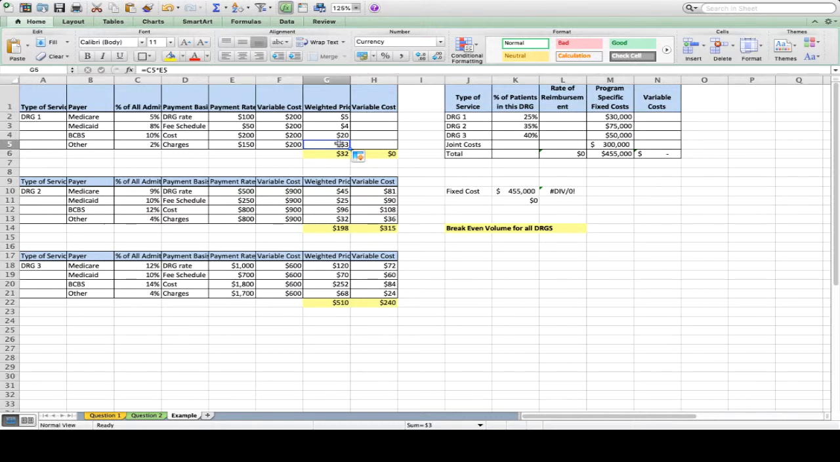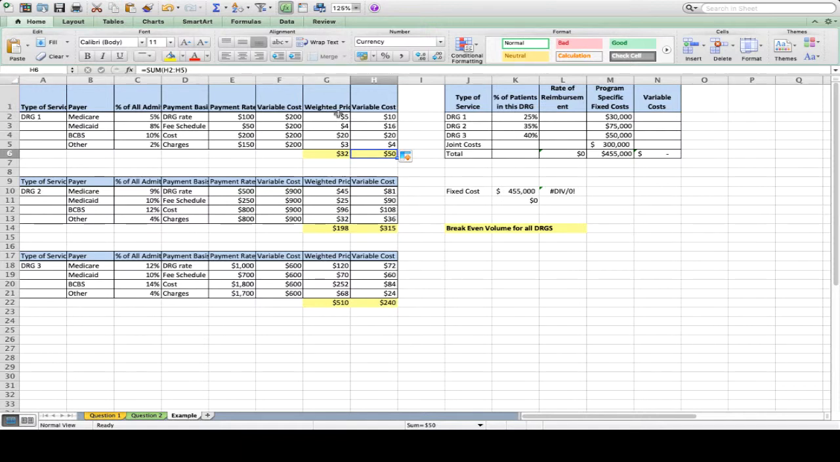So ultimately you end up with a lot of different variations. Even the payment rate for the other is very high, but because our percent of admissions is very low for that, our weighted price is low as well. And then you'll do the same for the variable cost: we'll take our percent of admissions times our variable cost to get those weighted numbers as well. So when we add all of that together, you end up with this $32 and $50 for DRG1.